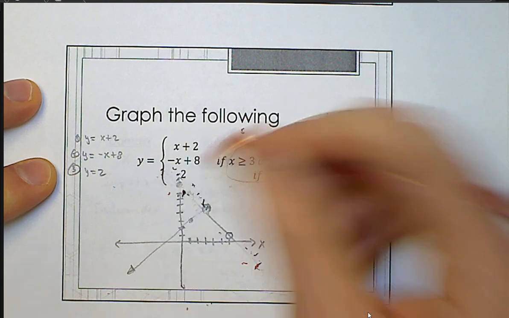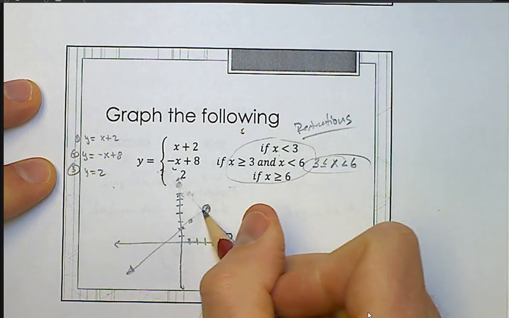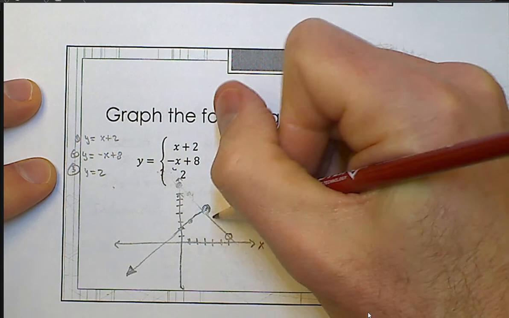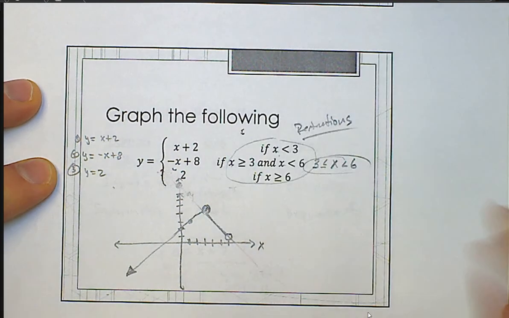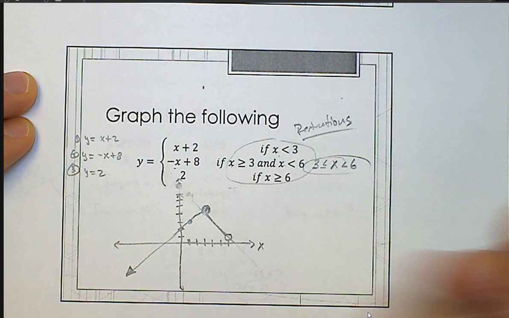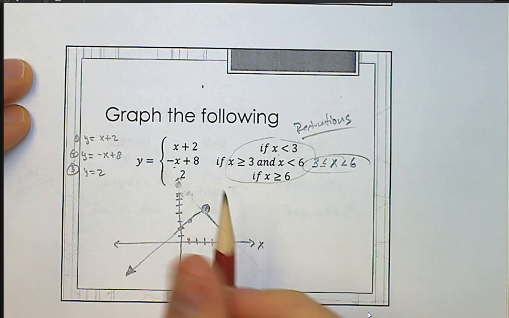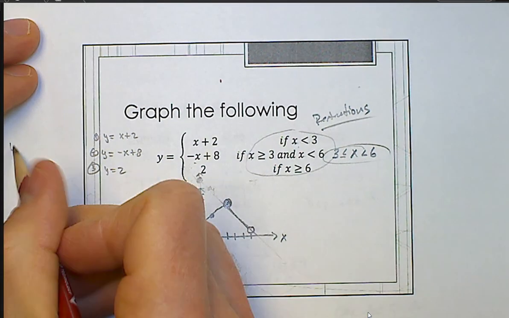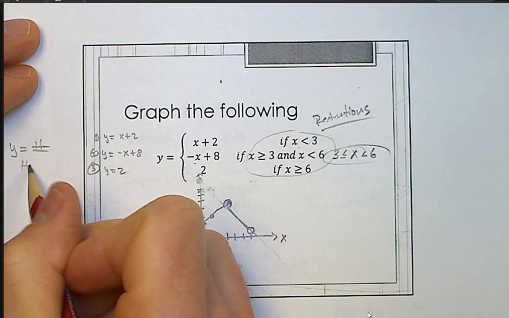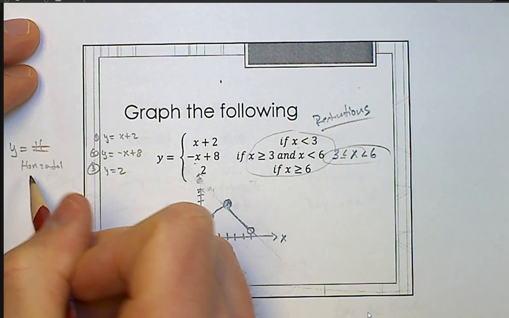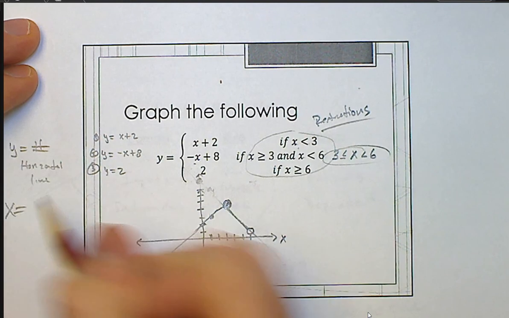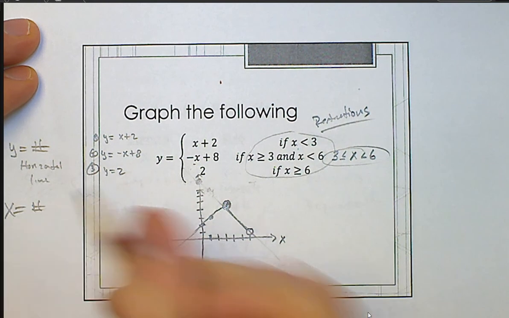Okay? So right now I have this part of the graph between 3 and 6 right there. Now the last one is just y equals 2. Remember, anytime you have y equals a number, that's going to be a horizontal line. And anytime you have x equals a number, which we're not going to have in this case, but just for review purposes, x equals a number is always a vertical line.